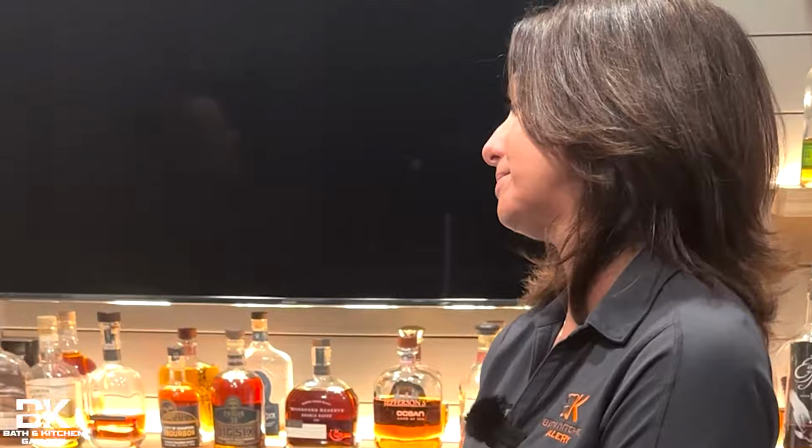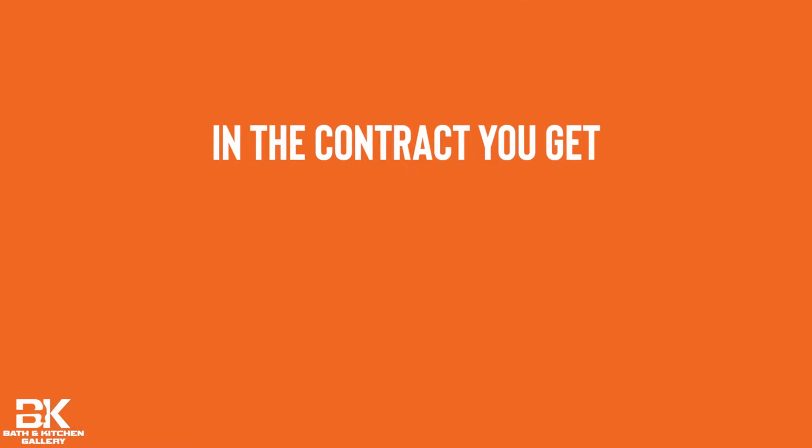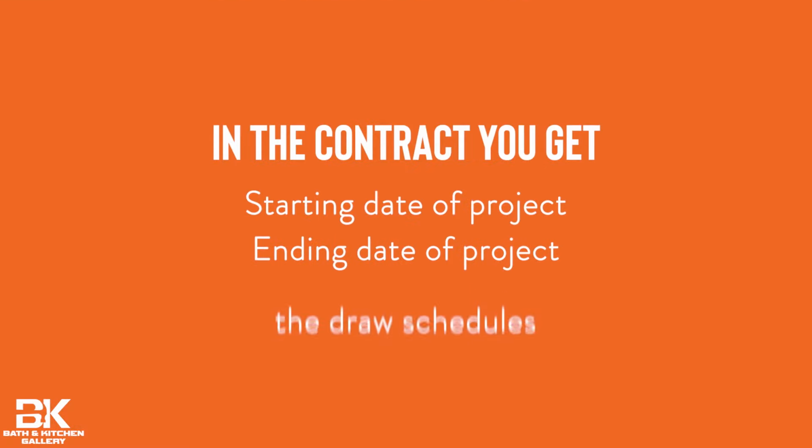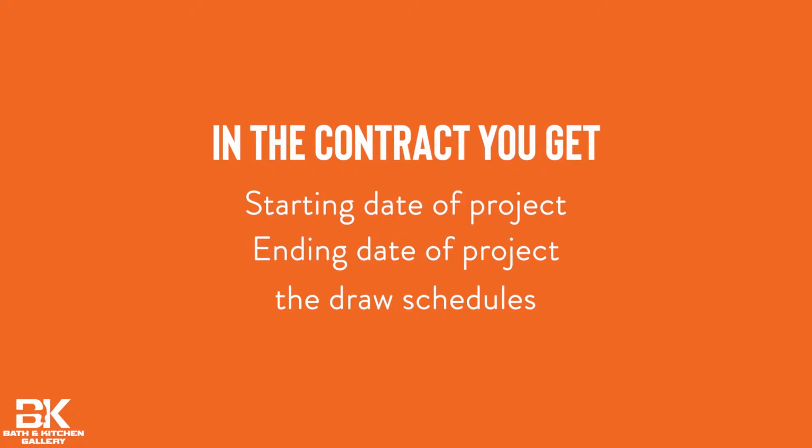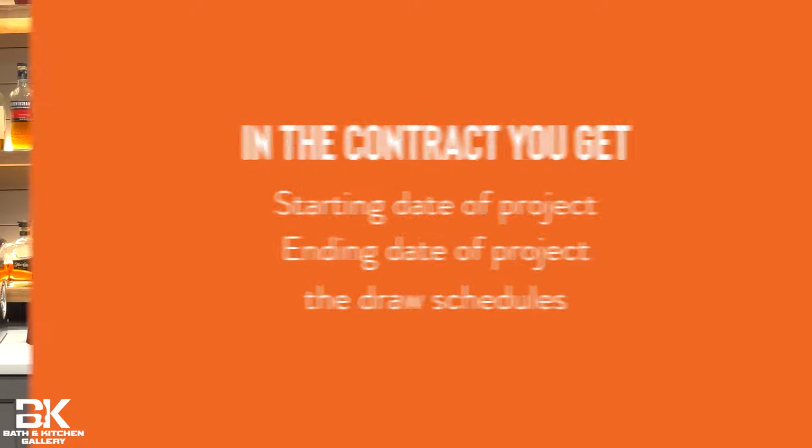So what happens after we sign the contract? Once we sign the contract, you would move into the next phase, where we go back to the house and do some follow-up measurements and start the ordering process. In our contract, as we talked about, we're going to have the starting date, the ending date, and the draw schedules, which means the progress payments. You would go home, we would start ordering things, and we would go back and double check our measurements. That would put us into the production phase of the process.